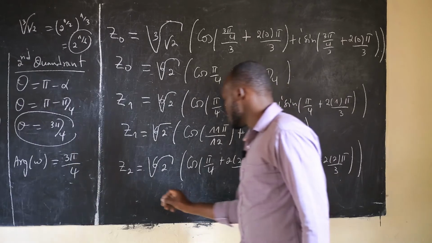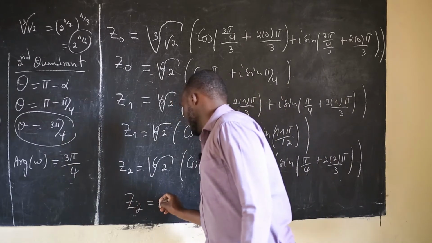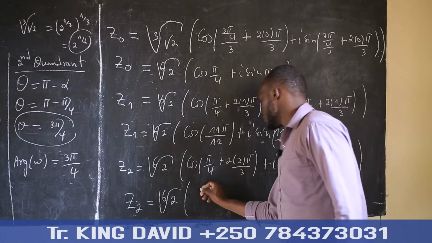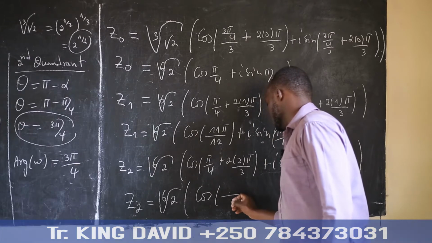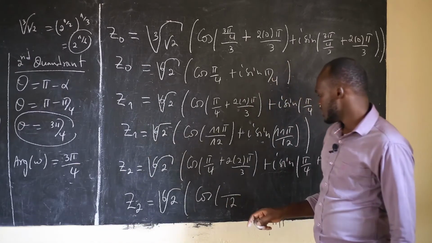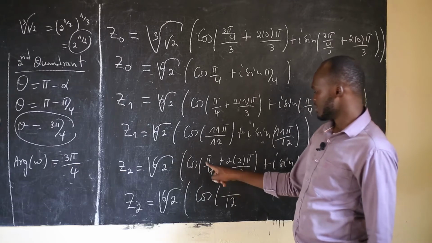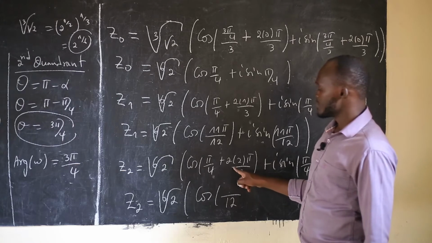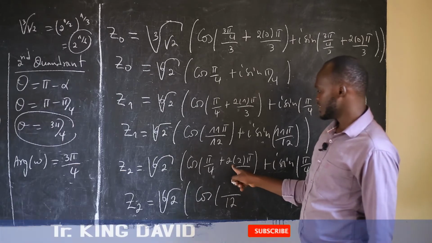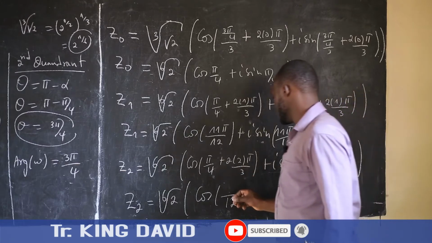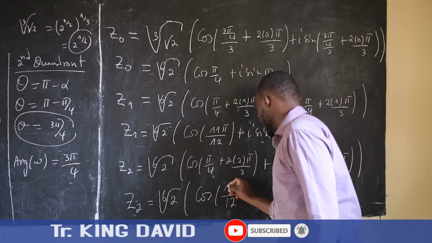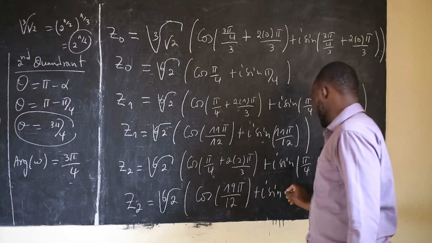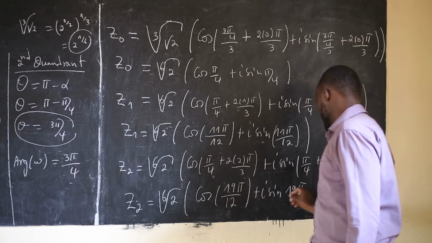Okay, now Z2 is the 6th root of 2 into bracket. So cos, I'm going to find the LCM. LCM is 12. 12 divided by 4, that's 3. 3 times pi, that's 3 pi, plus 12 divided by 3, that is 4. 4 times 4, that is 16. 16 plus 3, that is 19. So it will be 19 pi, plus I sine 19 pi divided by 12.